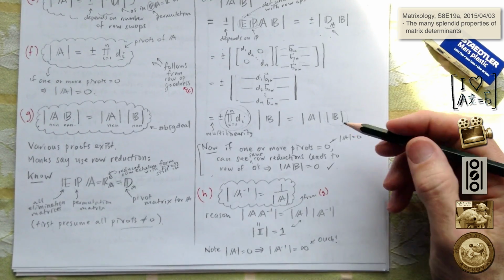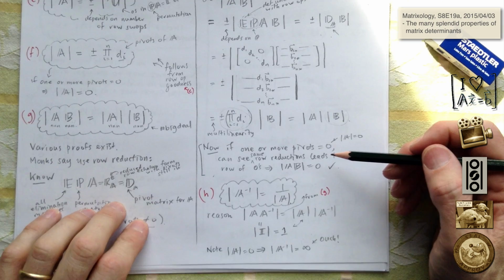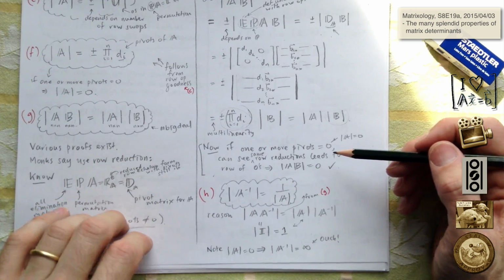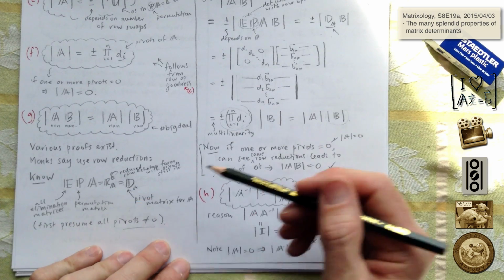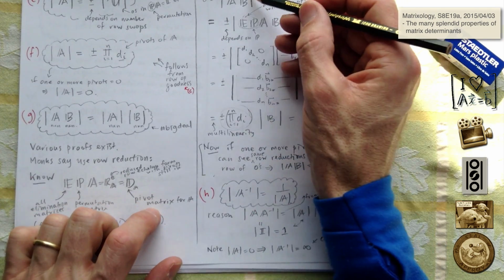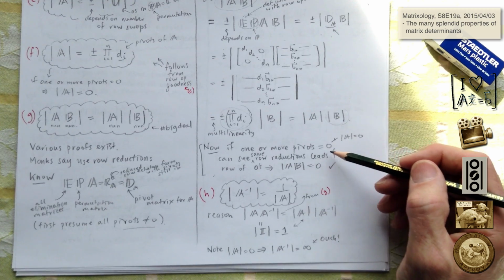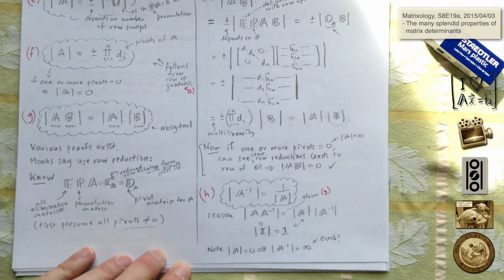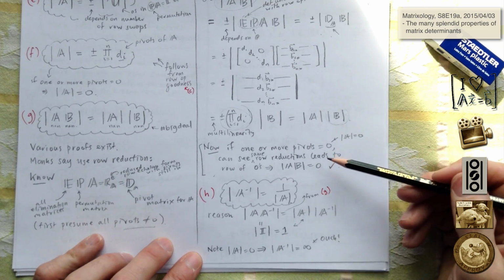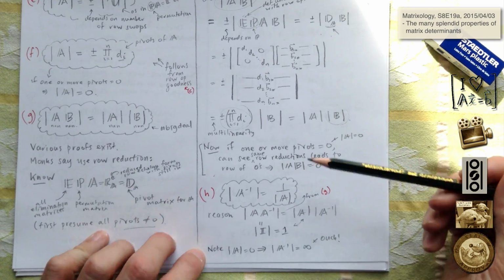All right, let's keep going. We assumed no pivots were 0 and got to this nice result: the determinant of AB is the determinant of A times the determinant of B. In the case of zeros, we have a slightly different result, and we can say that both sides are 0. All right, good. So that's a big result.